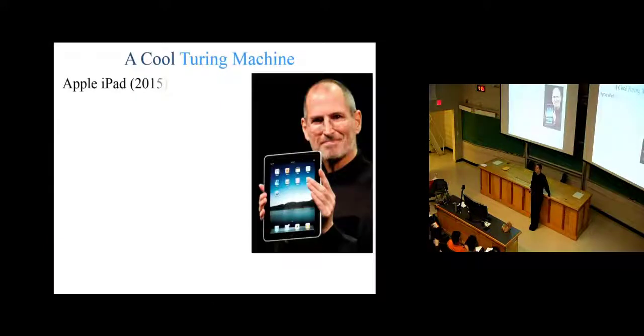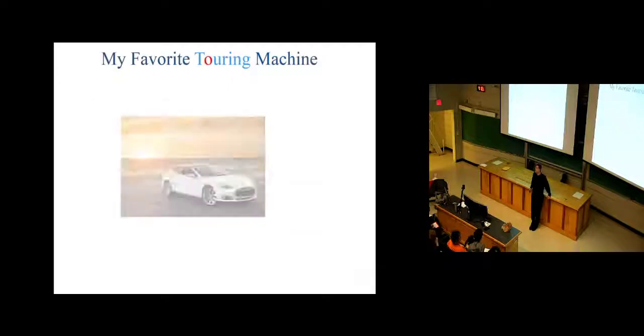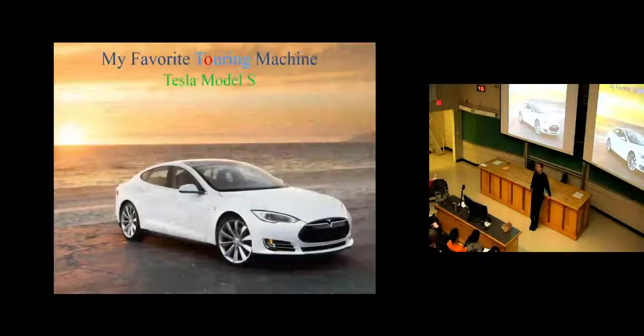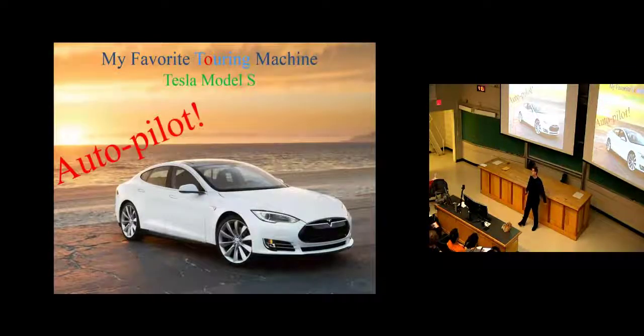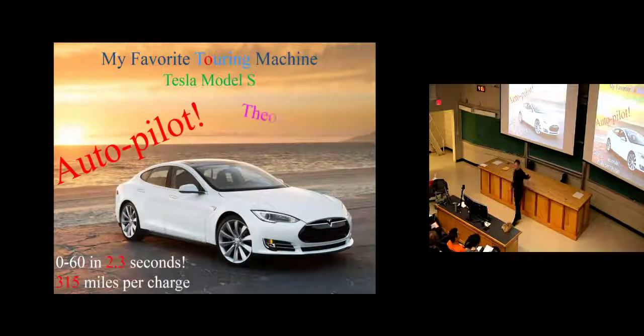And one of my favorite Turing machines is the iPad, of course. And my really favorite Turing machine is the Tesla Model S. I call this my Turing machine with an O. And it has a self-driving autopilot. On top of that, it can go 0 to 60 in 2.3 seconds, which beats Ferraris and Lamborghinis. So of course, I had to get one.